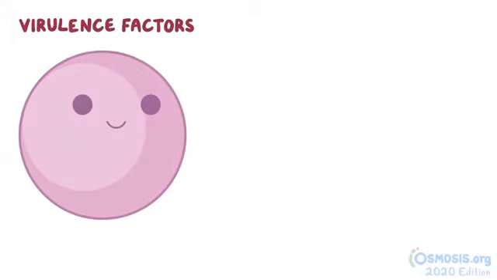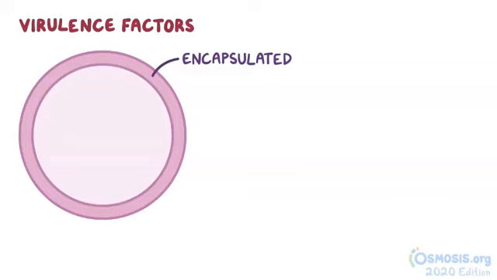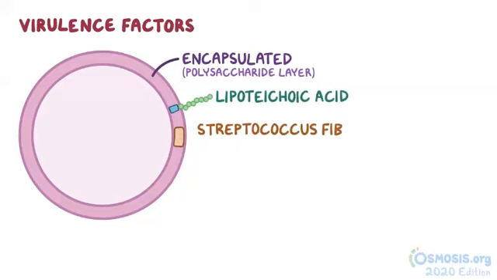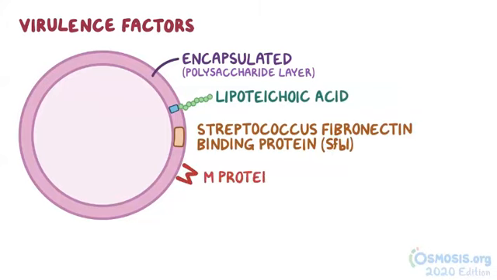Now, strep pyogenes has a number of virulence factors that are like assault weaponry that help it attack and destroy the host cells, and evade the immune system. So first, strep pyogenes is encapsulated, meaning it's covered by a polysaccharide layer called a capsule. And on the capsule, there are adherence proteins like lipoteichoic acid, streptococcus fibronectin binding protein, or SFB1 for short, and M protein, which helps strep pyogenes attach to the host cells, like those in the skin or the pharyngeal mucosa.